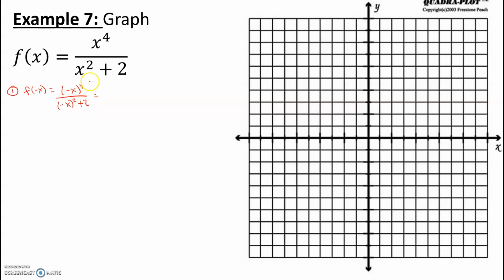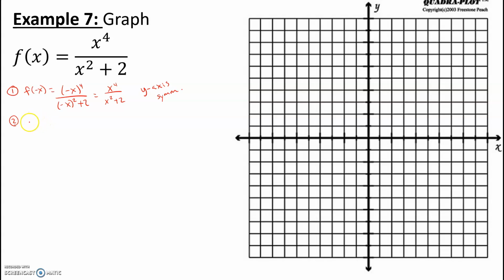And let's simplify. Negative x to the 4th is positive x to the 4th. Negative x squared is positive x squared plus 2. So notice the original is the same as when we plug in negative x. So that is y-axis symmetry, right? Symmetry with the y-axis. And it's good to know for graphing because you can kind of copy paste. You don't have to necessarily plug in as many points.